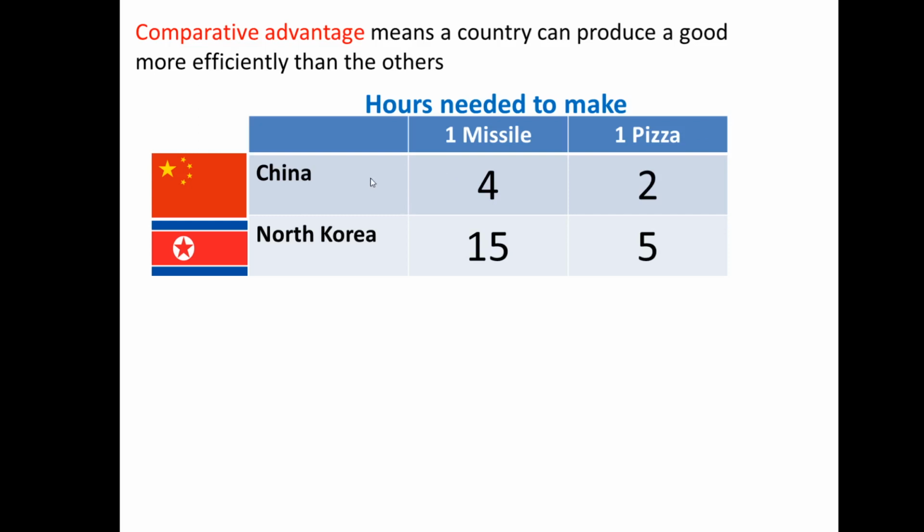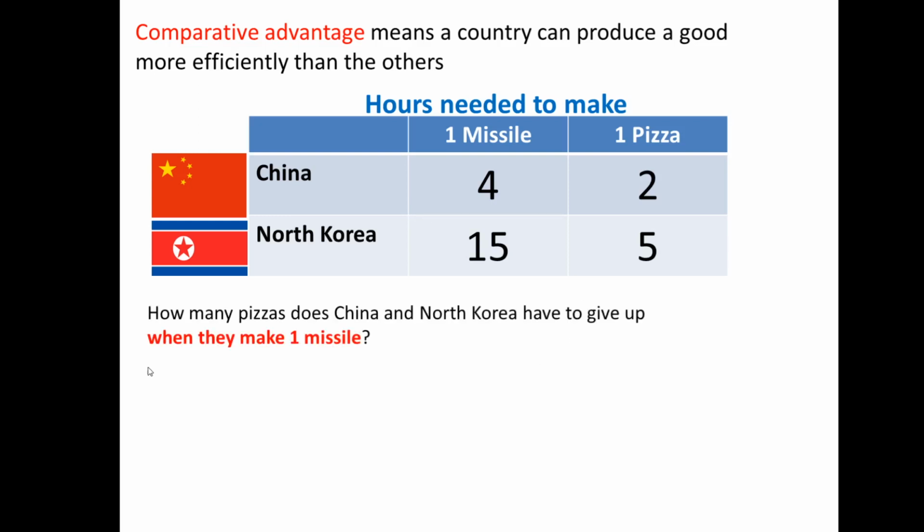If China has to produce 1 missile, it will take 4 hours. If they want to make 1 pizza, it takes 2 hours. That's how you should look at the data. So how do we know if they have comparative advantage? We are going to compare: how many pizzas do China and North Korea have to give up when they make 1 missile?